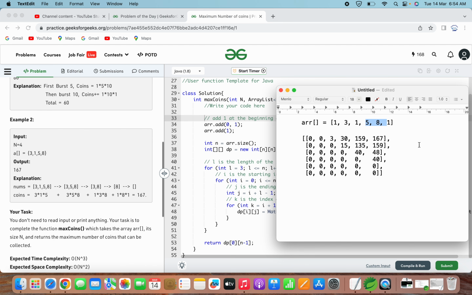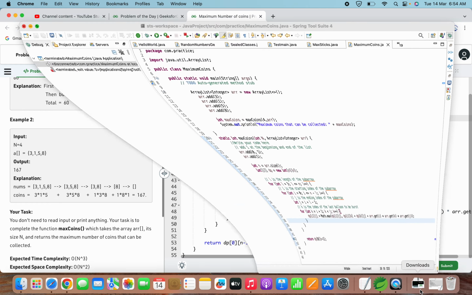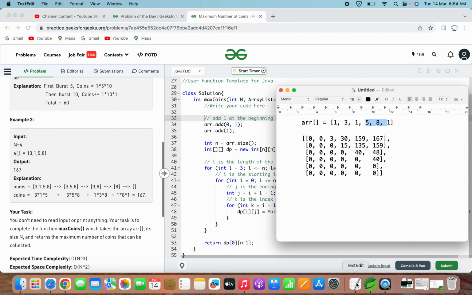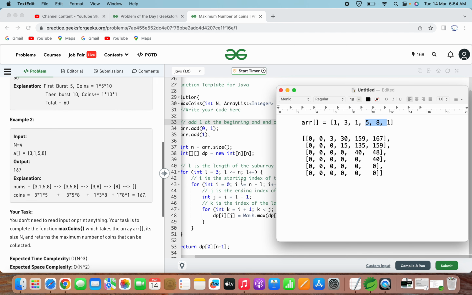In the next iteration, when L becomes 4, I will start again from 0, but this time the index of j will be incremented by 1. So now it will try to populate this part of the array. Since the j index has been incremented by 1, it will populate this one.